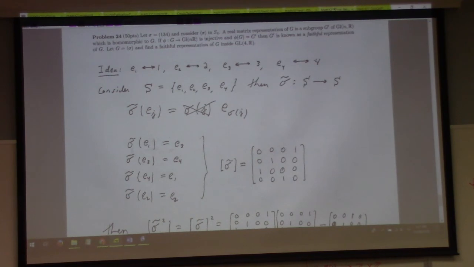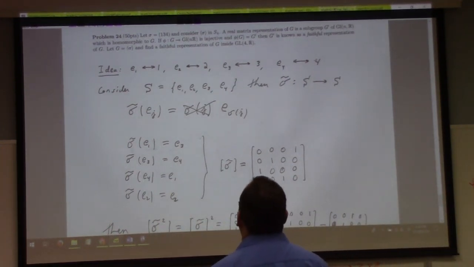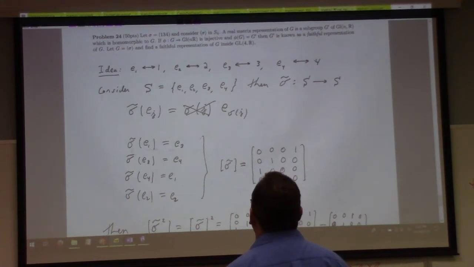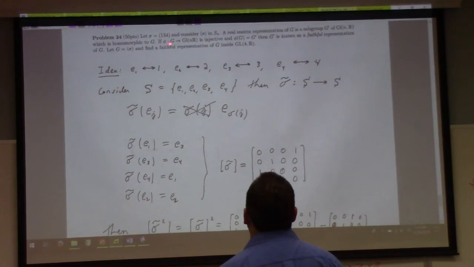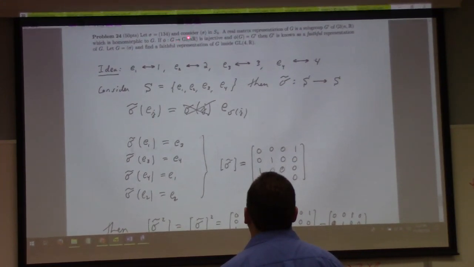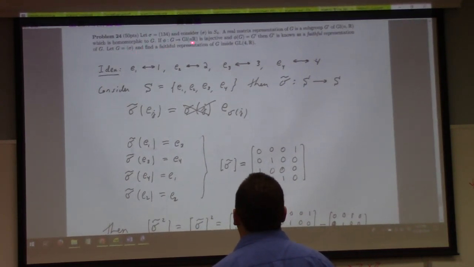So this is the final one, right? Okay. All right. So I had the subgroup of S4 generated by this permutation (1 3 4). And I said find a real matrix representation of G, a subgroup G prime in GLnR, which is homomorphic to G. And if phi from G to GLnR is injective, with phi of G equal to G prime, then G prime is known as a faithful representation of G. So I wanted you to find a faithful representation of G inside GL4R.